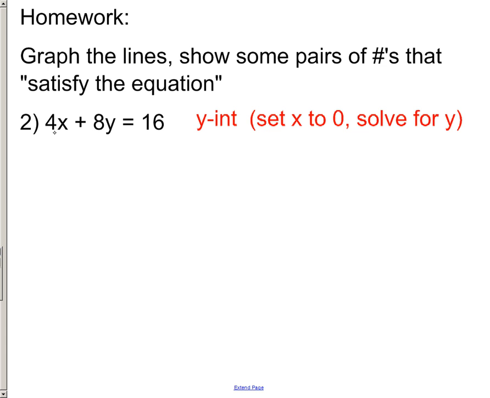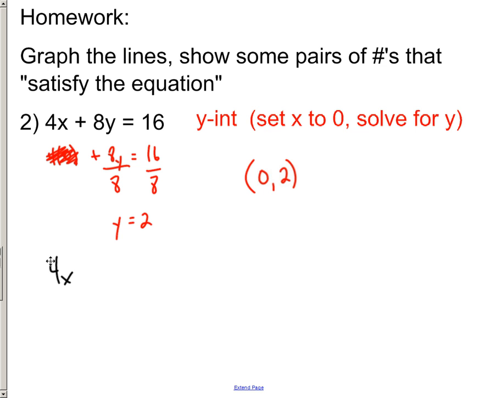Set the x value to 0, so 4 times x is 4 times 0 plus 8y equals 16. Well, 4 times 0 is 0. I can just divide by 8 on both sides. I know that y is going to be equal to 2. So my y-intercept is 0, 2. Now, let's see. 4x plus 8y equals 16. Let me make that black there. There we go.